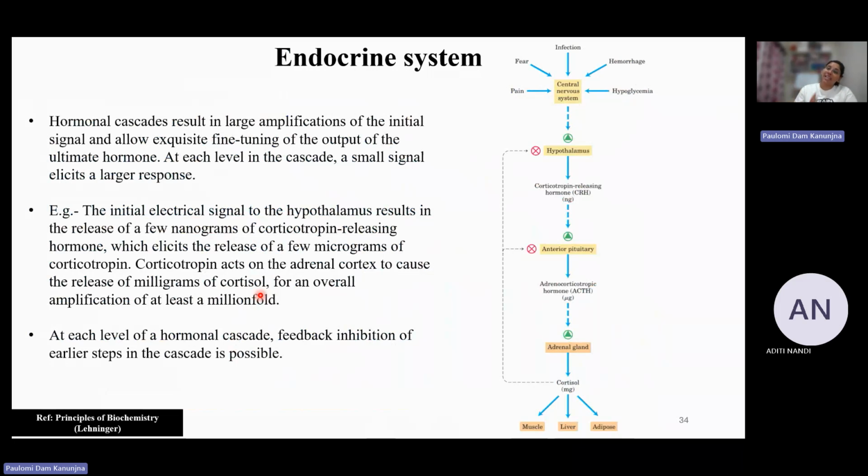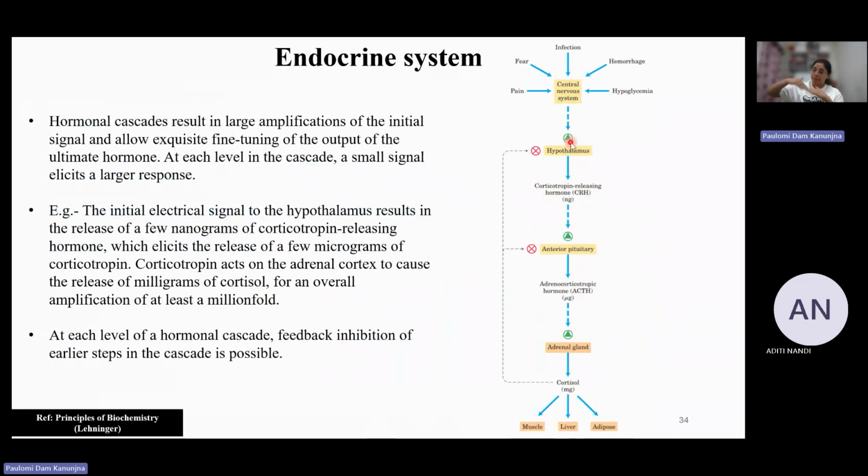And because at every step it is increasing, every step is a possible feedback inhibition, and every step can regulate the overall pathway, like you can see here. The hypothalamus releases corticotropin releasing hormone, which goes to the anterior pituitary, where you have adrenocorticotropic hormone, which goes to the adrenal gland. Now, at every step, if you have cortisol, it will stop both points of secretion. But if you have less of it, it will stimulate the central nervous system and the glands.